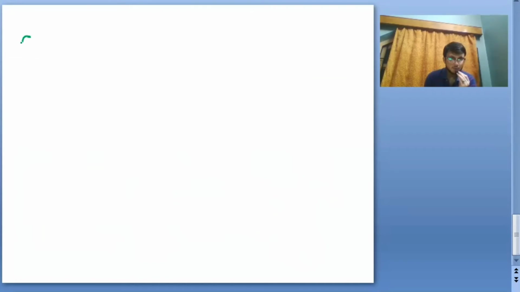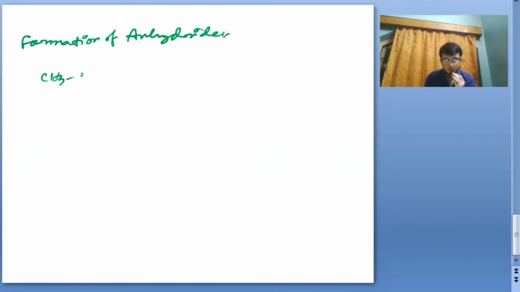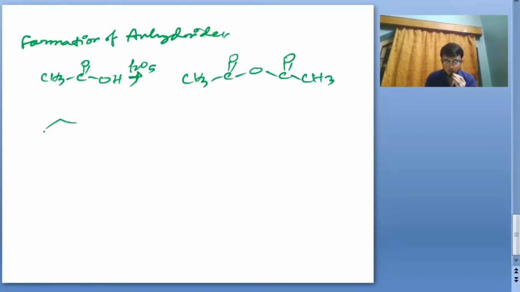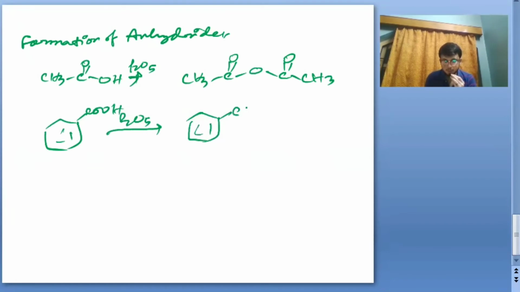Now let us see formation of anhydride. So that is, if we take CH3COOH and give it some P2O5, so what will happen? Acid anhydride will be formed. It is also valid for benzoic acid, that is, give it P2O5, it will form this.